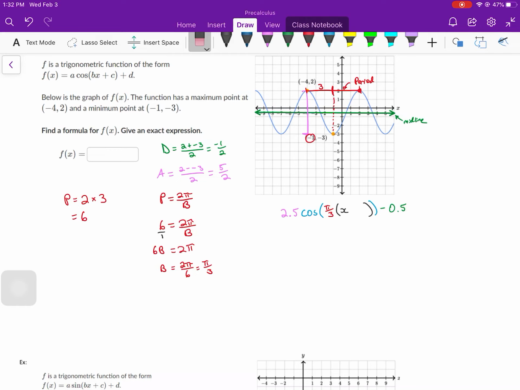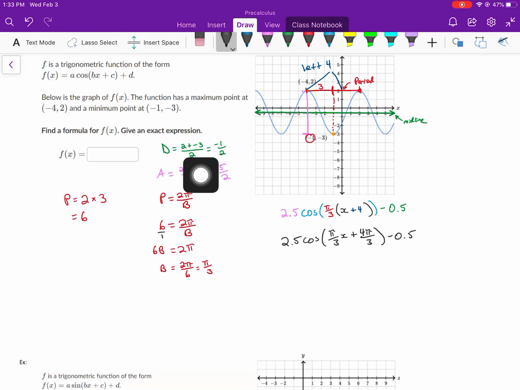But how much did we shift to the left? So normally our cosine starts right on the y-axis. So we're shifted to the left 4. So I'm going to put, since it went to the left, plus 4. Now you could distribute this back for a final answer, 2.5 cosine of pi over 3 x plus 4 pi over 3, if you want to. They're going to accept either answer. But that's the main idea.